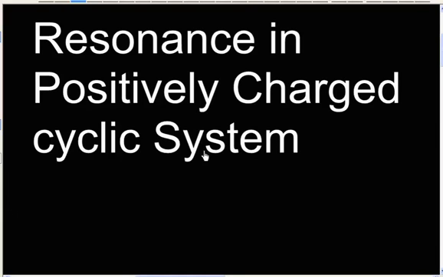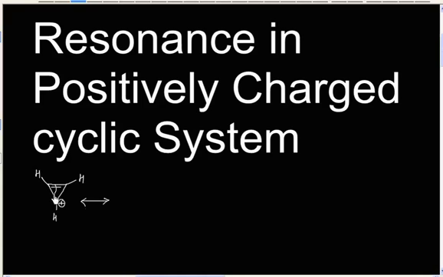So let us discuss how we can write resonating structures in a positively charged cyclic system. Let us consider a three-membered cyclic system. Now this molecule has a double bond and it is positively charged. We want to write resonating structures for this molecule, and we can write them by flowing the double bond.